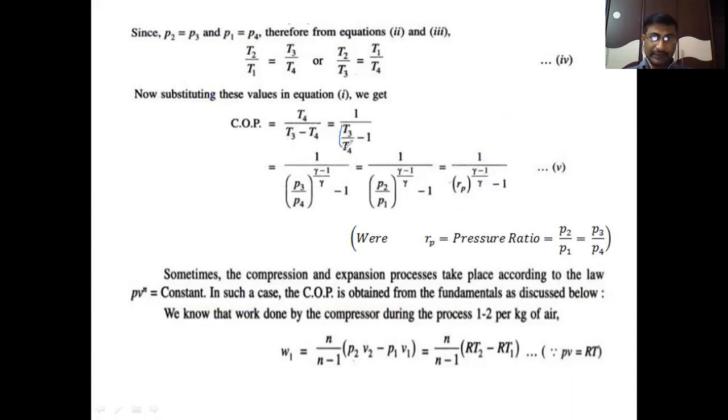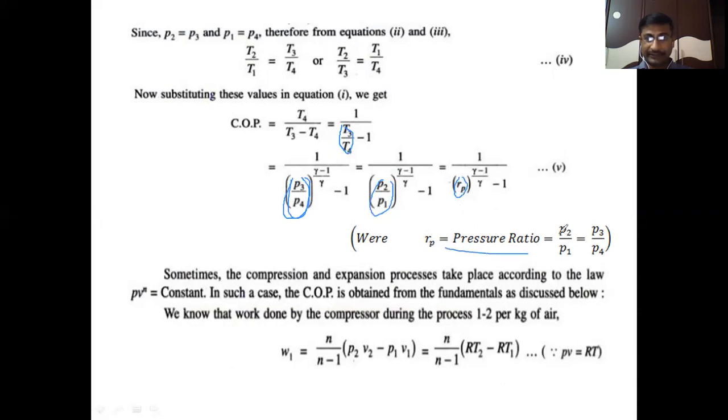We know that T3 by T4, for the isentropic process 3-4, is P3 by P4 whole power gamma minus 1 by gamma. P3 by P4 can also be written as P2 by P1, because P3 equals P2 for the constant pressure process, and P4 equals P1. It is also a constant pressure heat absorption process. So P2 by P1 or P3 by P4 is termed the pressure ratio, RP.